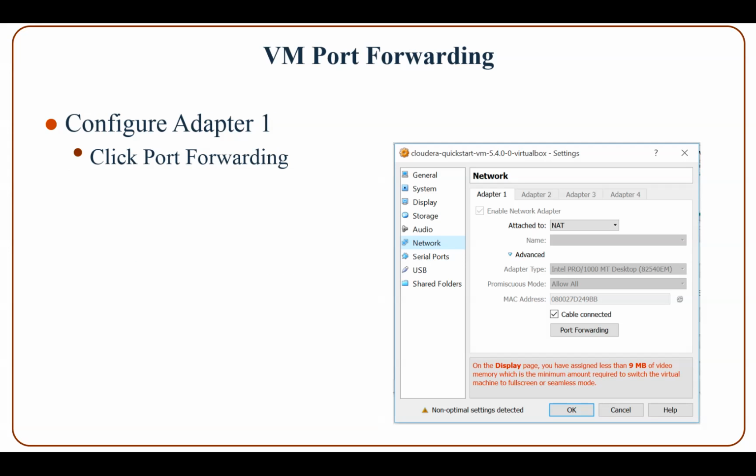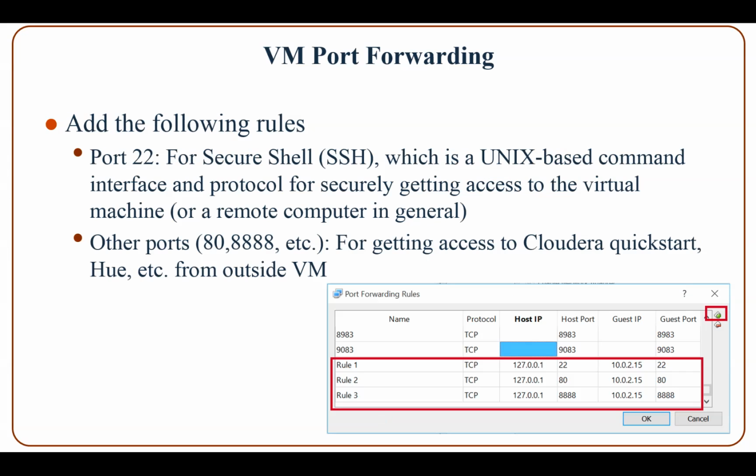In order to access the virtual machine from outside, you will need to configure the adapter. And here it is, adapter 1, and we use the port forwarding function. So if you click the port forwarding button, it will show you this dialog, and you will need to click this green button and start adding rules. So we need to add the following rules.